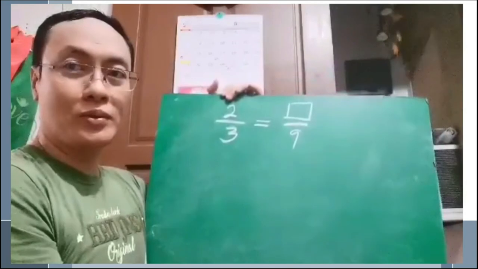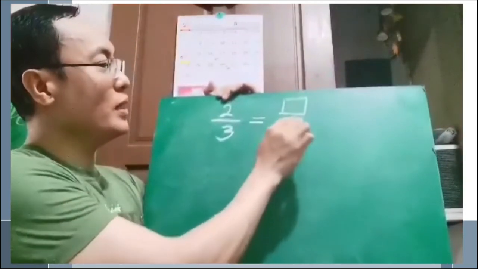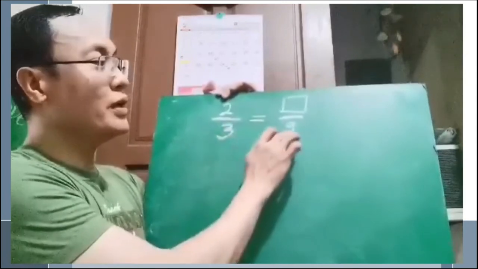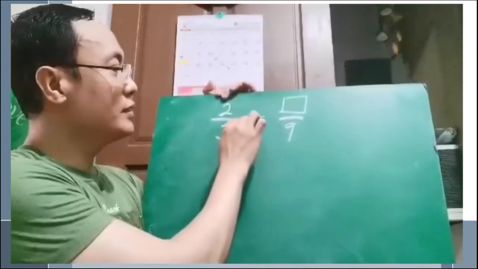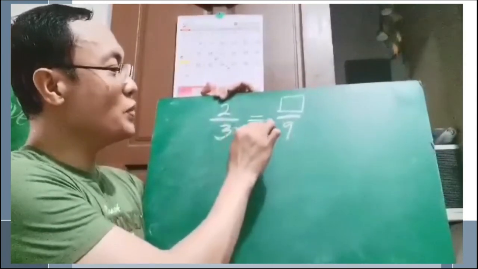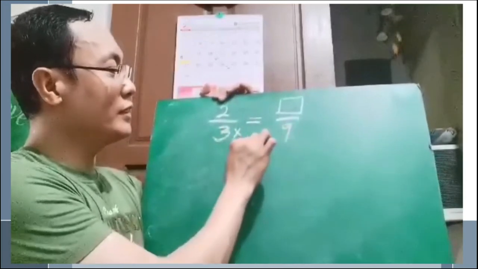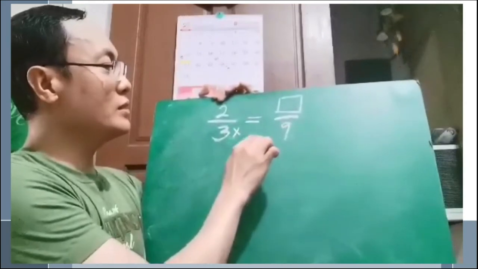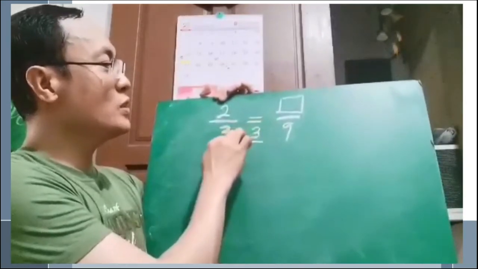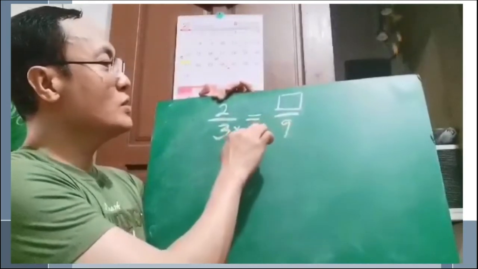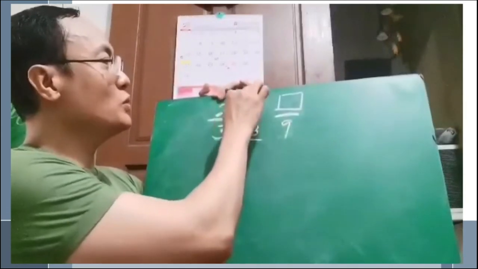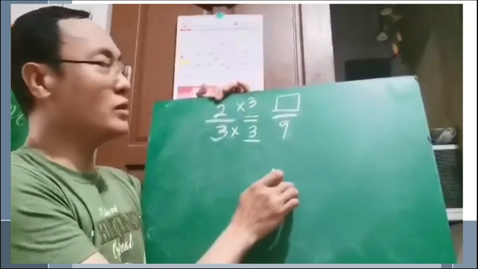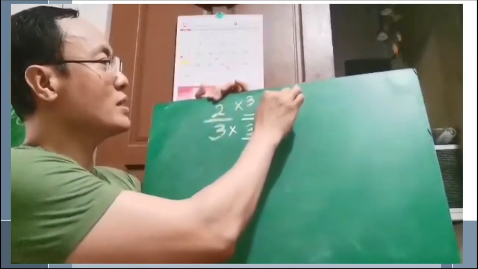So what are we going to do is, okay, so look at this. Ayan. Maghanap kayo ng number na pwedeng i-multiply sa 3 na ang sagot ay 9. So 3 times blank is equal to 9. So that is 3. So 3 times 3 is equal to 9. So same, multiply 2 to 3 to get the numerator, the missing numerator. So 2 times 3 is equal to 6.